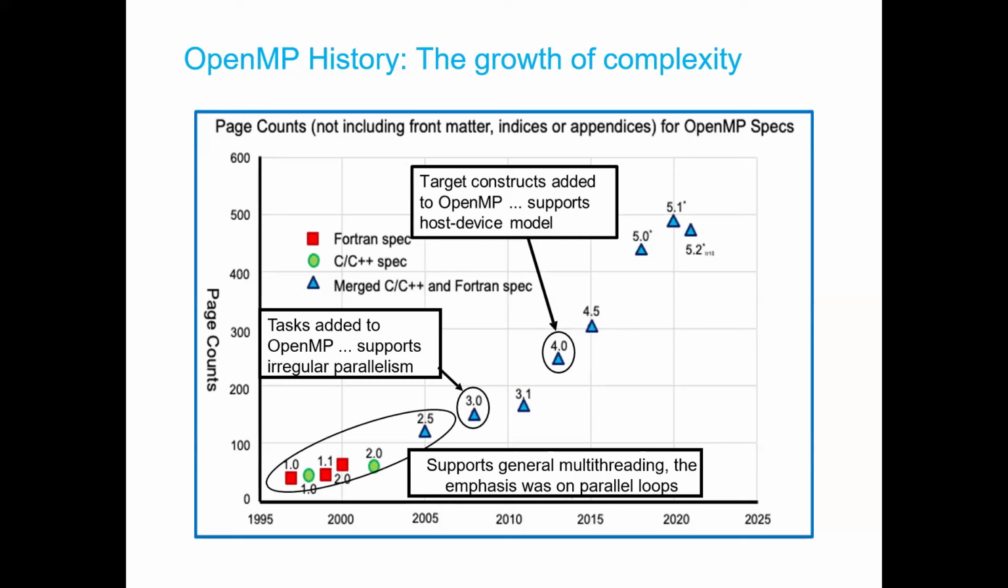The original plan for OpenMP was quite straightforward and simple. It supported general multi-threading, and it emphasized parallel loops. I will still have a few slides to review it. And then in 4.0 the target construct was proposed. This is intended to support accelerators like GPUs, to support host device models.